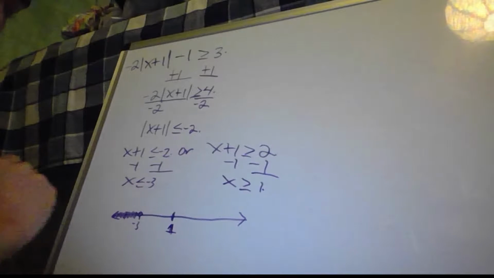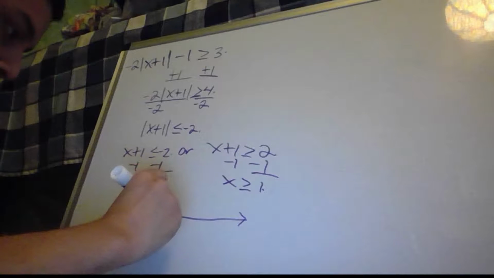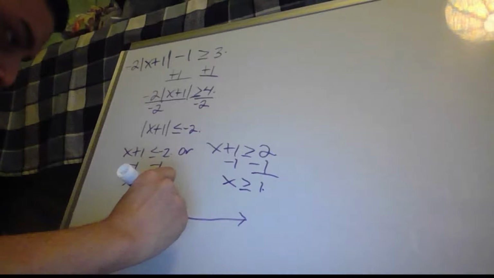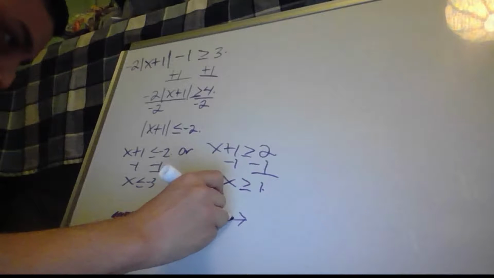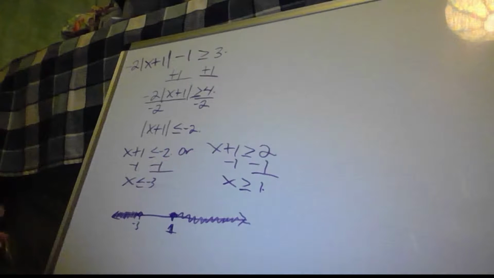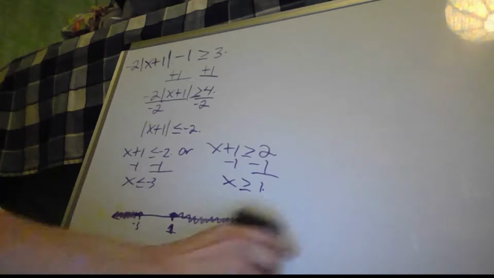That's a 1, by the way. You're going to do a closed dot, and then you're going to do greater than or equal to 1. Shade on the right. That's how that works. So, yeah, that's how absolute value inequalities work. If you want to look more in depth, there's a whole video on it on my YouTube channel. But yeah, that's just how they work.